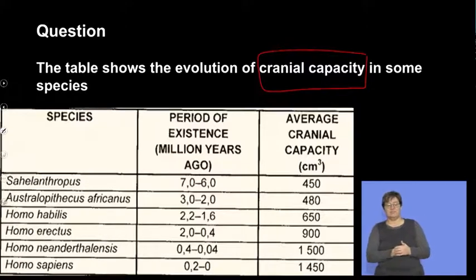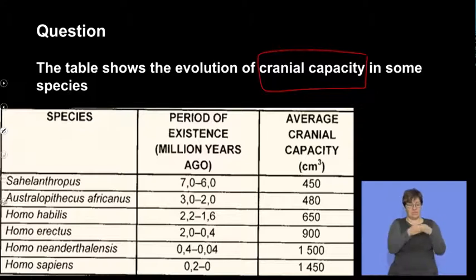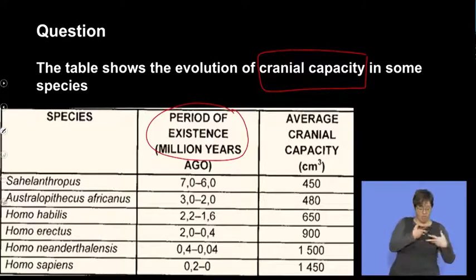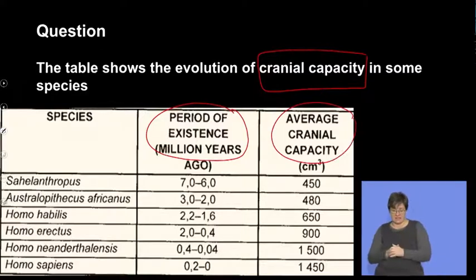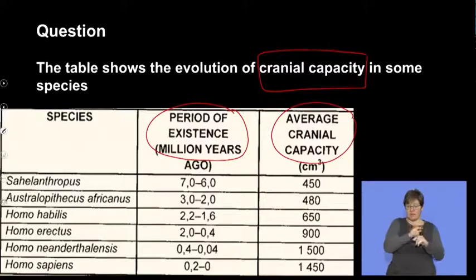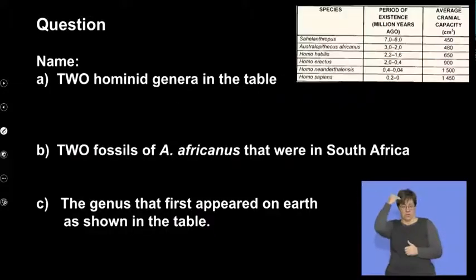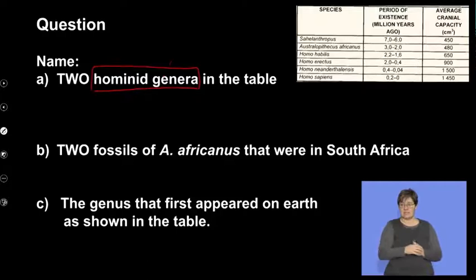Okay, so guys, here we've got a few species that it's giving us a year for, and it's telling us the size of the cranial capacity. Remember, the larger the cranial capacity, the larger the brain. Okay, so first question. Name two hominid genera. That's another word for the genus.